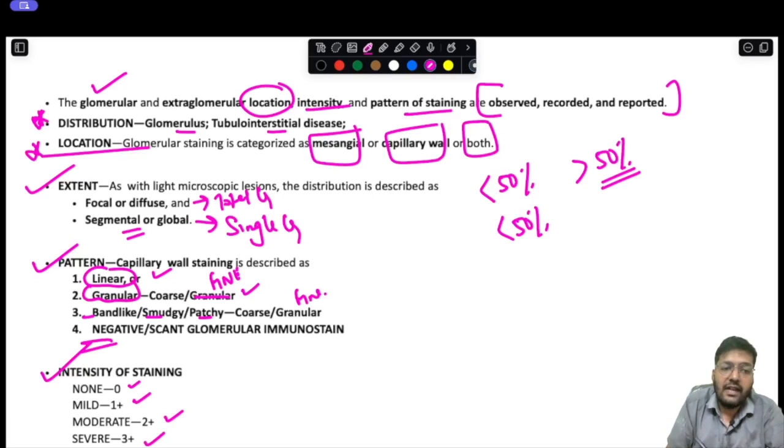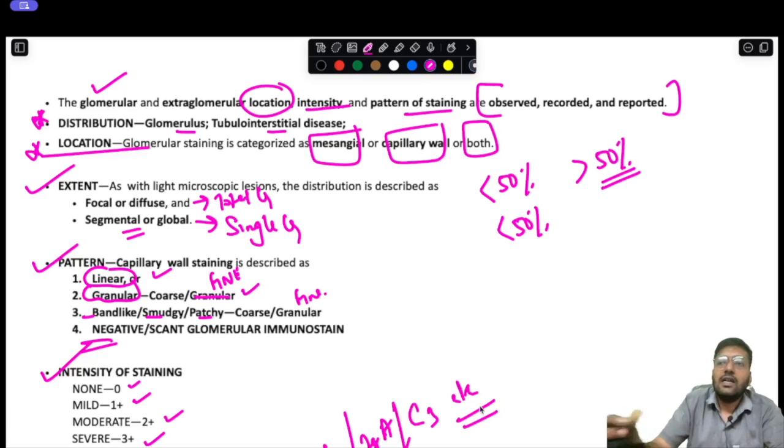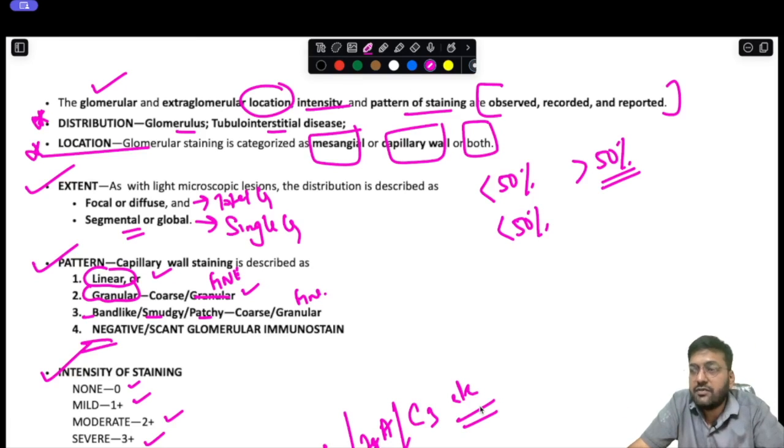As well as the antisera which is positive. For example, you are using antibodies, so the antibodies are positive for detection of IgG or IgA or C3, etc. Whatever antisera you have used against whichever antibodies or complement products, you have to write that antibodies for IgG was positive, or antibodies which were used against detection of IgA was positive. So you also have to mention the antisera which is positive. You have to mention the distribution, location, extent, pattern, intensity of staining, as well as the antisera.